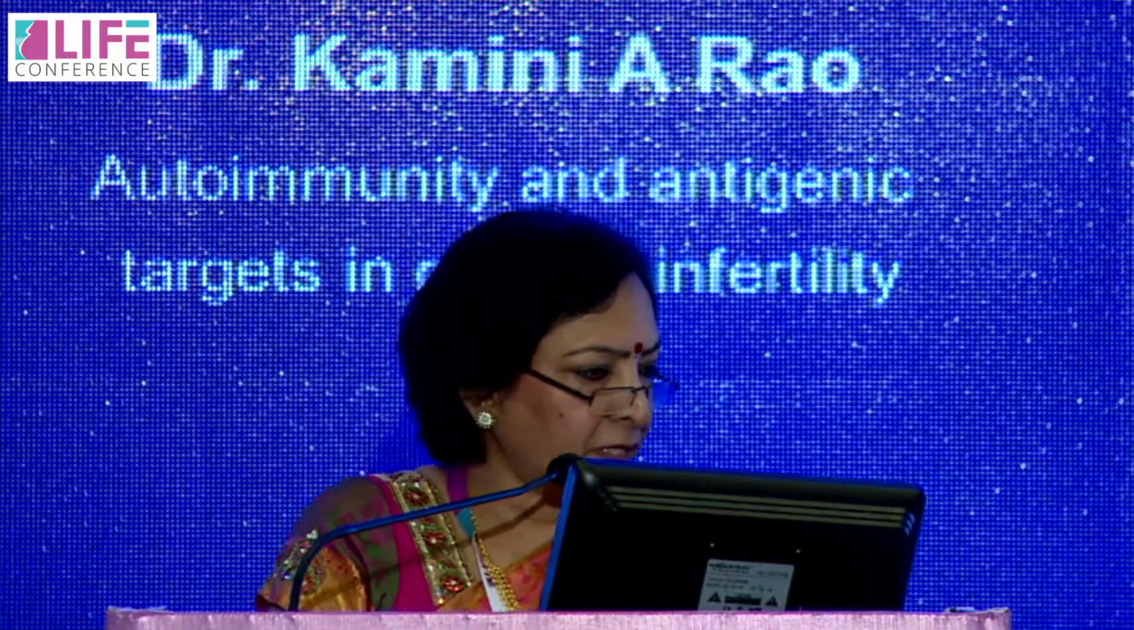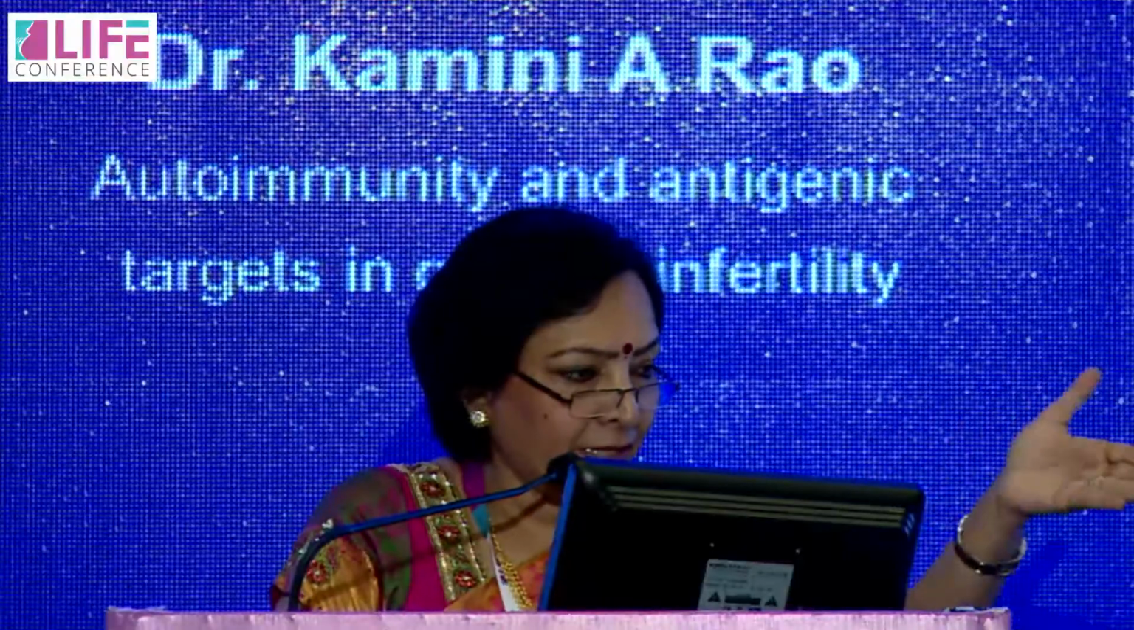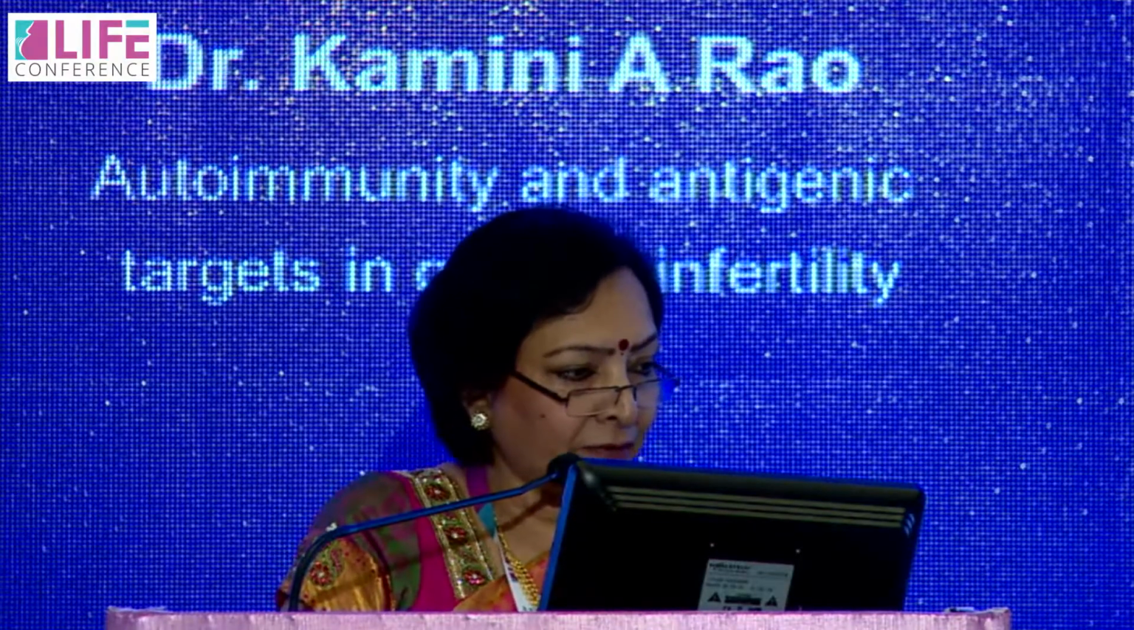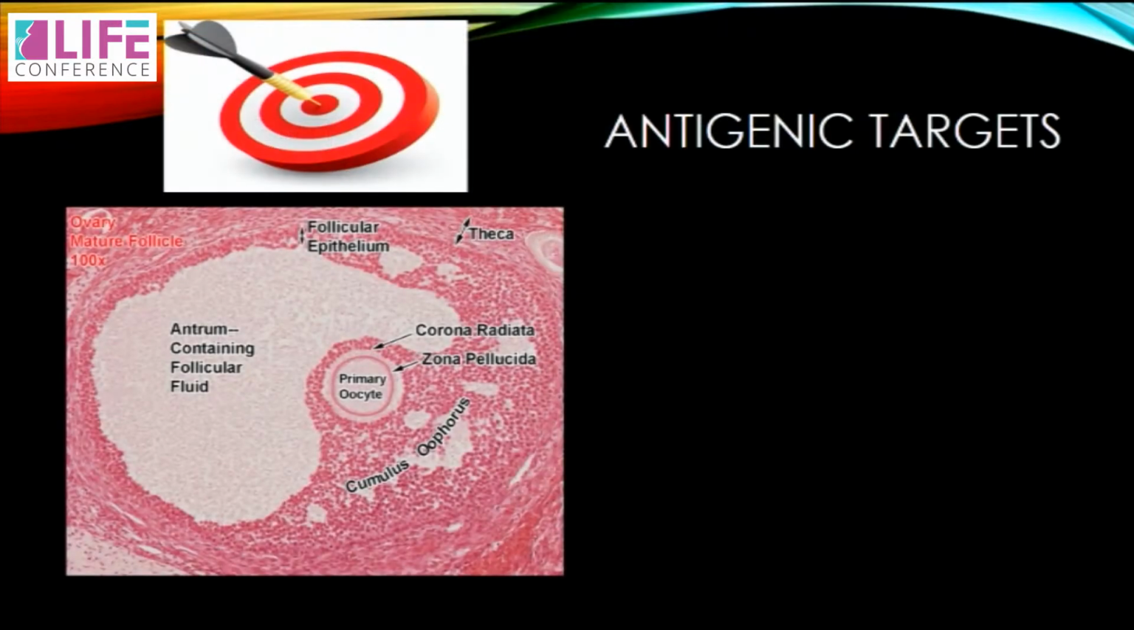The other way, in a specific example, is the PF leukocytes, which secrete IL-1 beta, and then RANTES attends to this and attracts the monocytes and the memory T cells, has this antigen-antibody reaction, cells destroyed, resulting in ROS production. So what would be the antigenic targets? Now, if you thought sperm antibodies was the only thing that we knew about immunology, then my dear friends, I think we need to look beyond that as well.